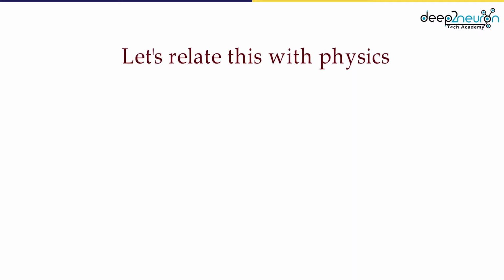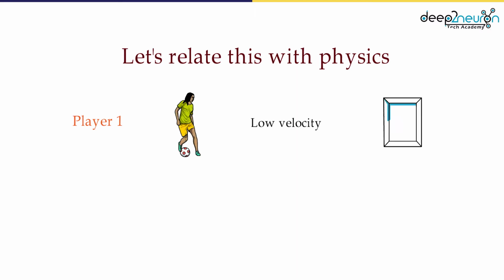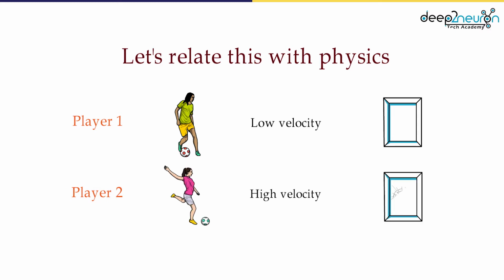Let's relate this game with physics. In our example, player 1 throws the ball with low velocity, so the glass doesn't break. Player 2 throws the ball with high velocity, so the glass breaks and he won the game.